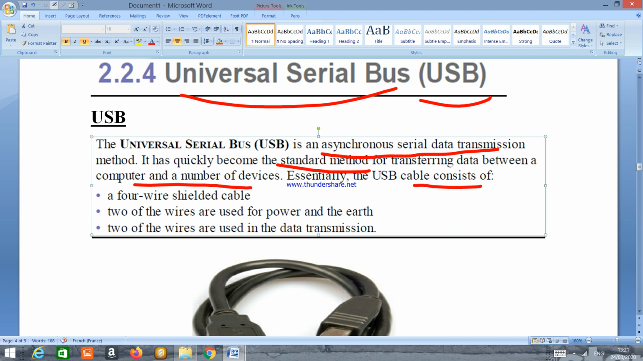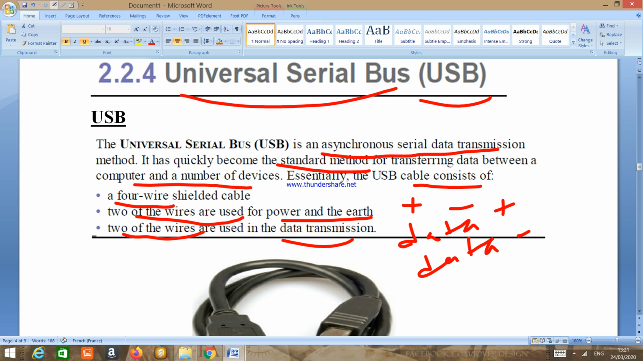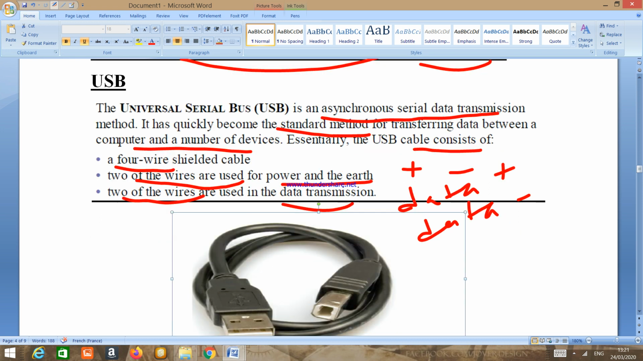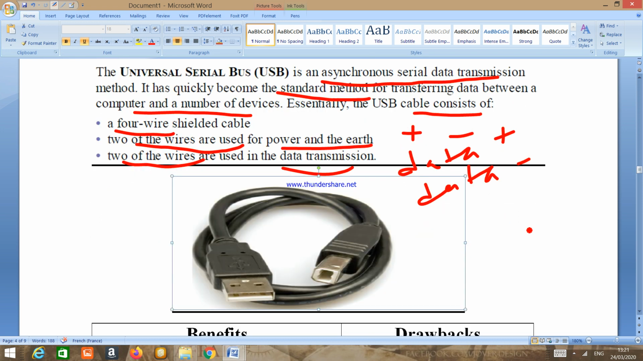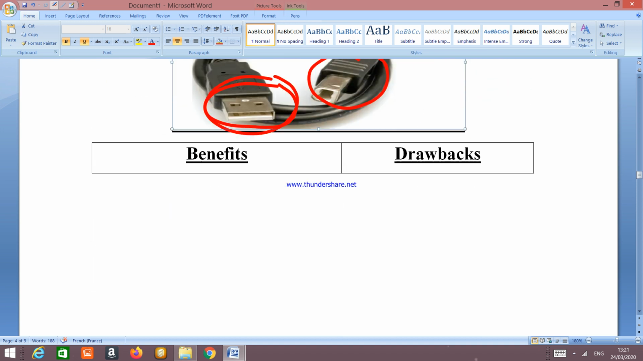USB cable consists of 4 wires. 2 wires are used for power, positive and negative, and 2 wires are used for data transmission, that is data positive and data negative. You can see the diagram. This is a USB cable. This end is used to connect to the printer, and this end is used to connect to the computer or laptop.